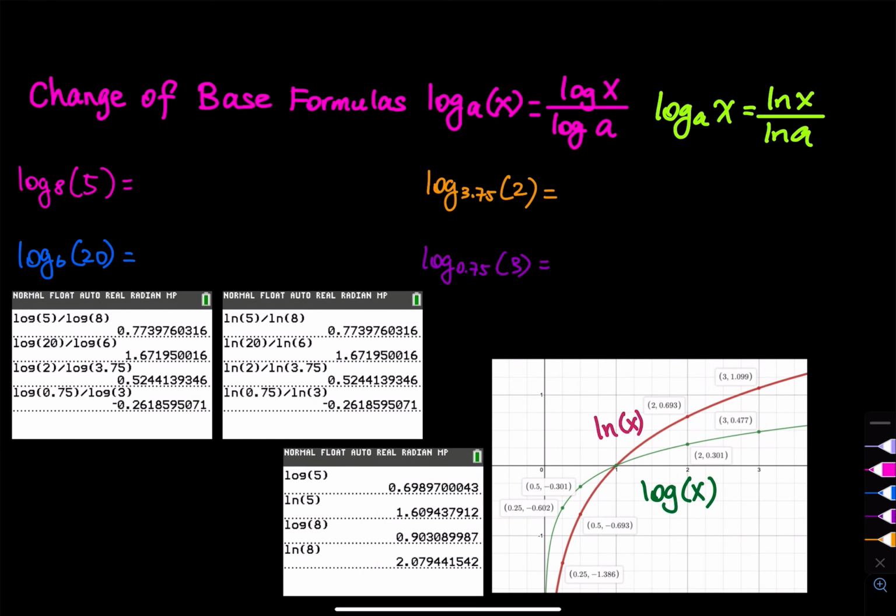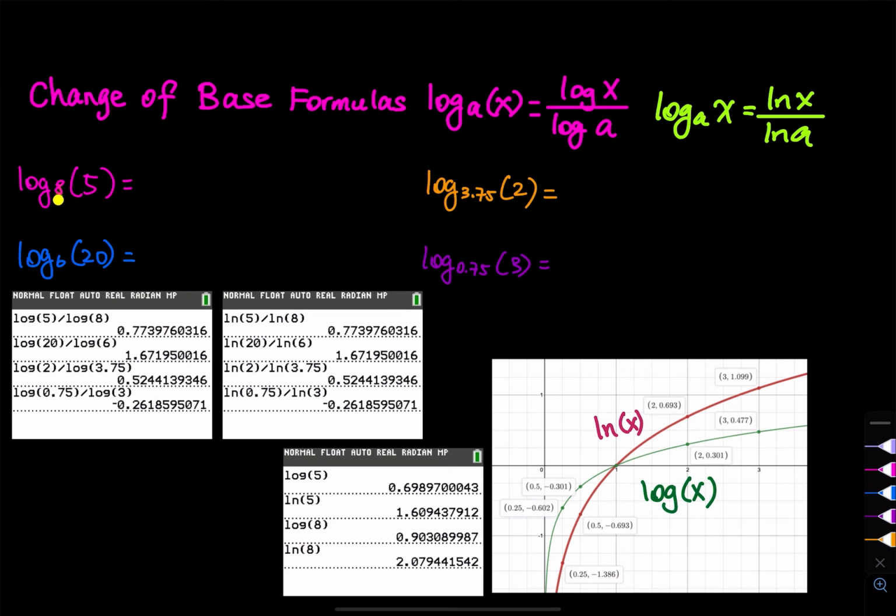Change of base formulas, one for log and one for ln. Why do we need to use this formula? Because when you use a calculator to evaluate a common logarithm, let's say log base a of 5, take a look. Take out your calculator and press the log key to see what happens. I am using a TI-84 Plus CE graphing calculator. When you press log, it will not give you any opportunity to input the base.